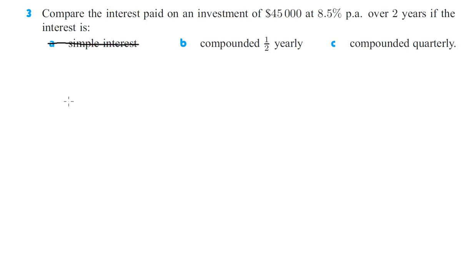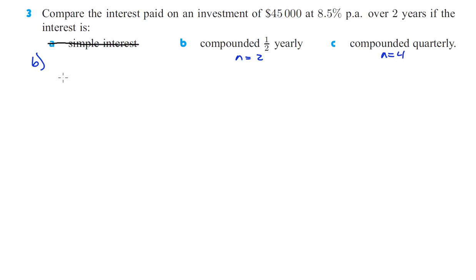We've got, let's see, number 3, compare the interest paid on an investment of $45,000 at 8.5% per annum over 2 years if the interest is simple interest. Now remember, anything that's simple interest we don't need to worry about anymore. So just don't even bother with that. We're just going to go straight to part B, which is compounded half yearly. Okay, so every half of a year it's going to compound. So that means that our N is going to be 2 on this one. Compounded quarterly, that means it happens 4 times a year. So that N over here is going to equal 4.